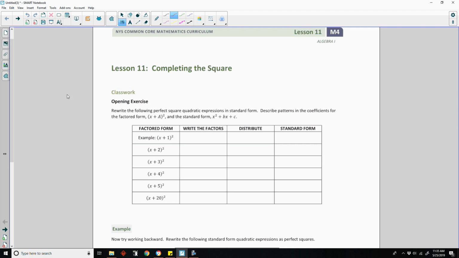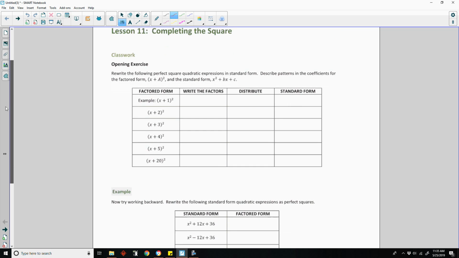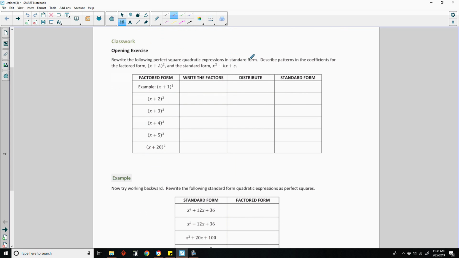Classwork opening exercise. Rewrite the following perfect square quadratic expressions in standard form. Describe patterns in the coefficients for the factored form x plus a squared and the standard form x squared plus bx plus c. Okay, so we have a factored form right here. We want to write the factors and then distribute and find standard forms. All we're doing is the distributive property, or what a lot of people call FOIL.